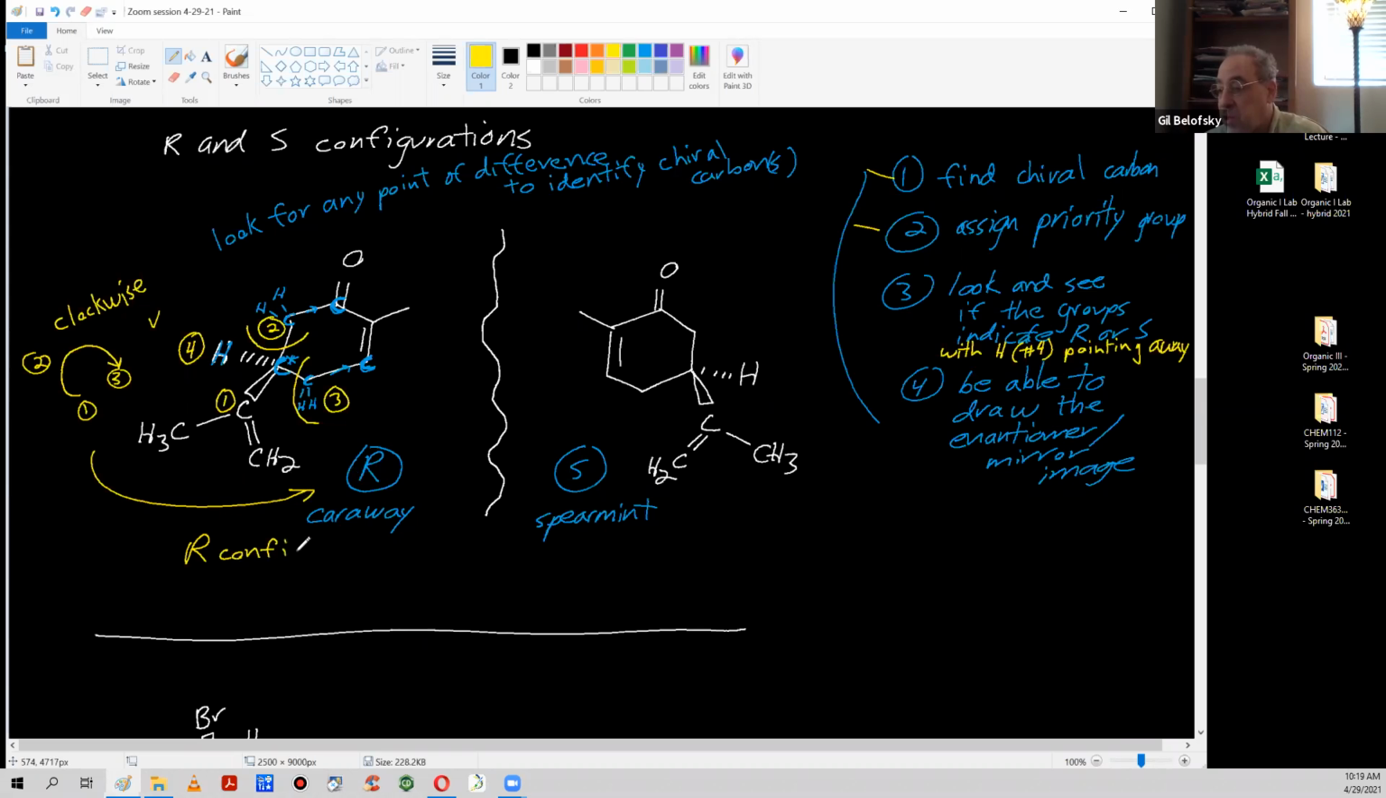Configuration, we've seen that term before. It's fixed. It's not something that the molecule can rotate out of or flex out of or twist or bend. All of those things are conformations. A configuration is fixed in space. So to change the configuration, you have to detach bonds, switch things and reattach them.